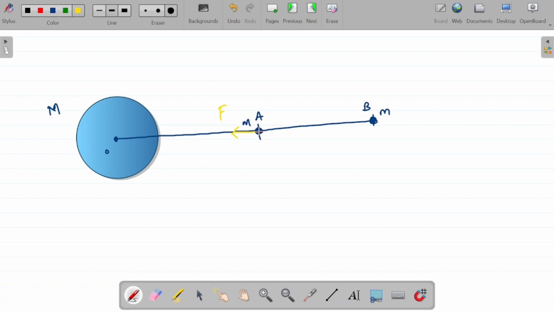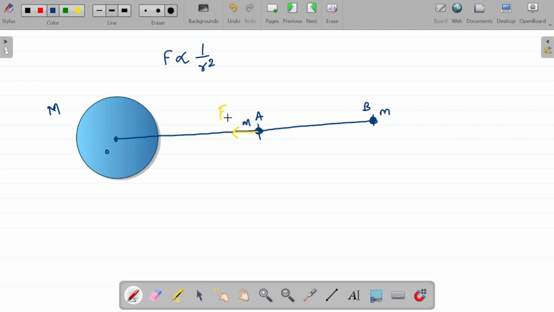If this body is being moved from point A to point B, there will be some work done by this gravitational force also. We know this force varies with distance, and we know its relation with distance: F is proportional to 1 by r squared. Now we can ask what the change in potential energy is in this case. For that we have to check the work done by this gravitational force, and then take the negative of that work done, which will be the rise in potential energy.